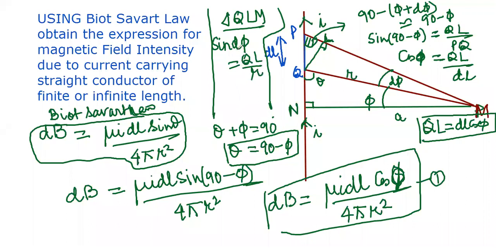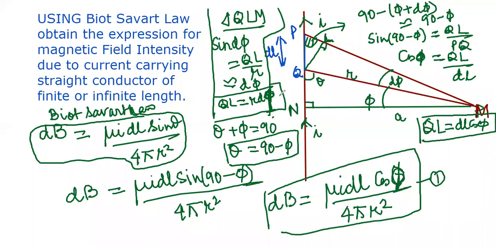Since d phi is very small, sine d phi is nearly equal to d phi. So we have arrived at another important expression for QL. We can easily write QL is equal to R into d phi. This is another very important relationship, and we'll preserve this also.